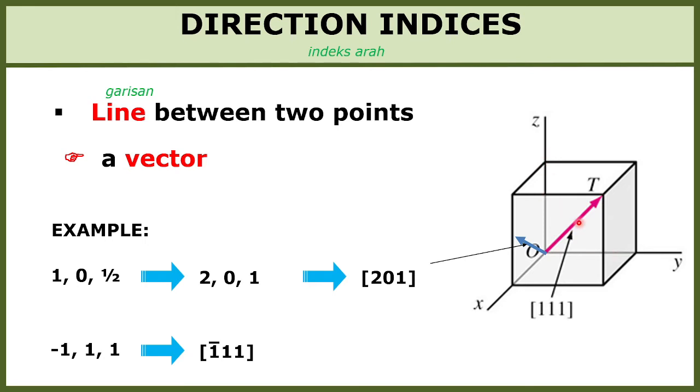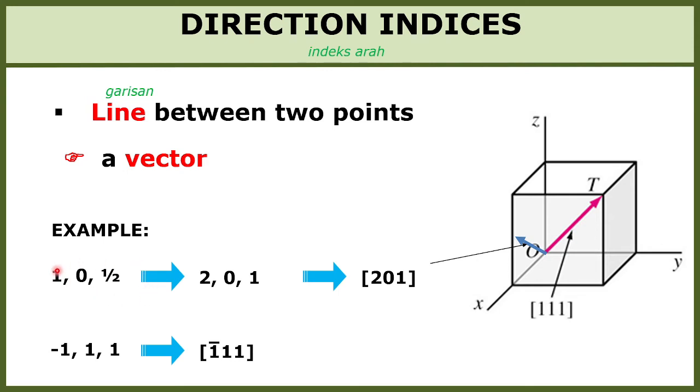For example, for this line, the direction goes to x equal to 1, y equal to 1, and z equal to 1. So the direction for this line is 1, 1, 1. And then we go to the direction for the blue line. The x direction is equal to 1, the y direction equal to 0, and the z direction equal to half. So 1, 0, half. This is the vector for this line.